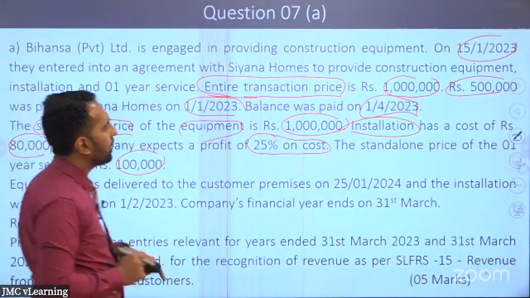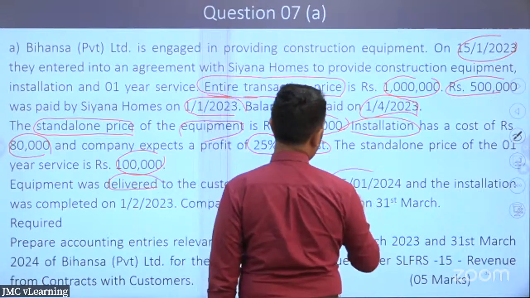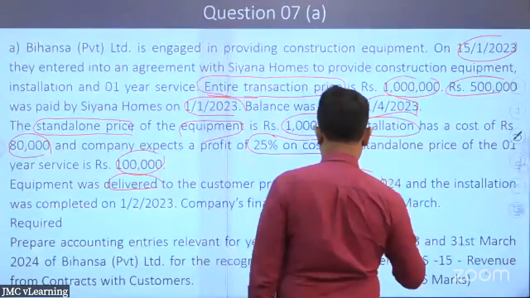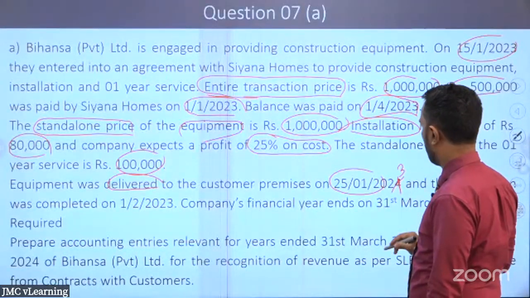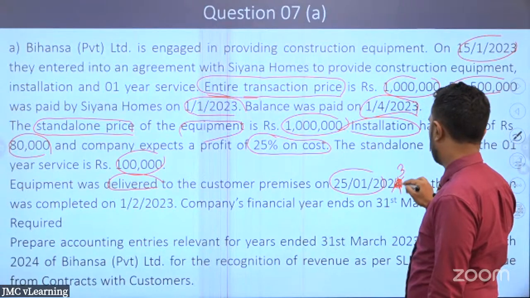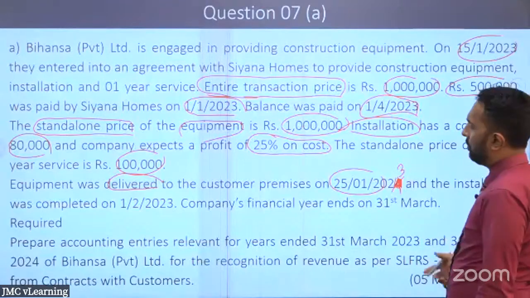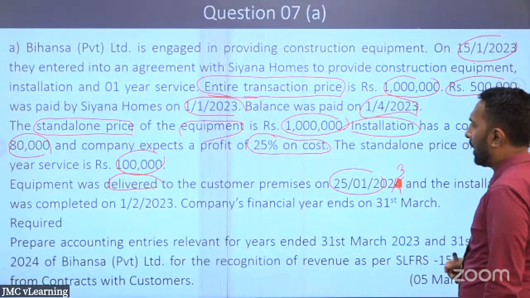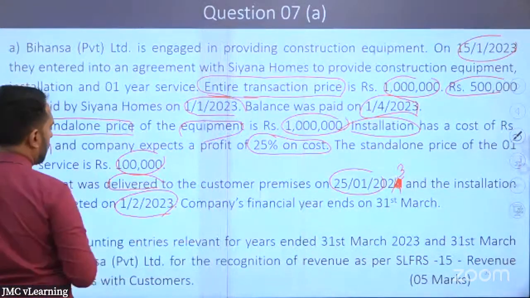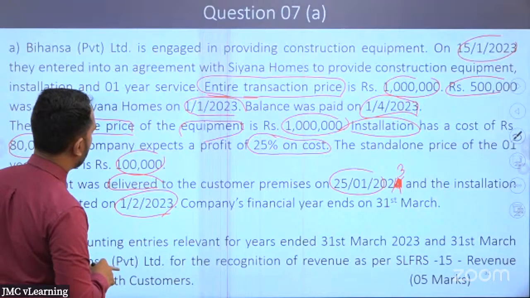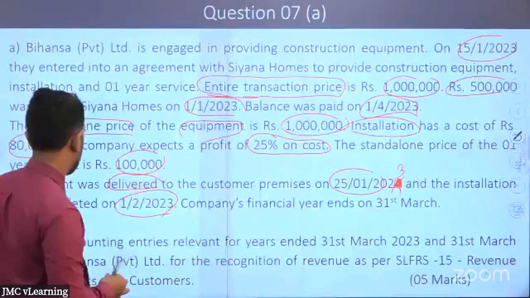Equipment was delivered to the customer premises on 25th. Sorry, the date is wrong here. It should be 2023. Sorry for the date. 25th of Jan 2023, and the installation was completed on 1st of February. Company's financial year ends on 31st of March.